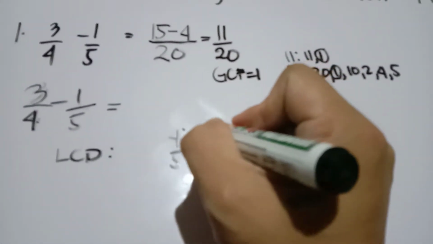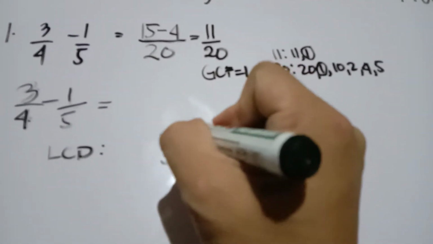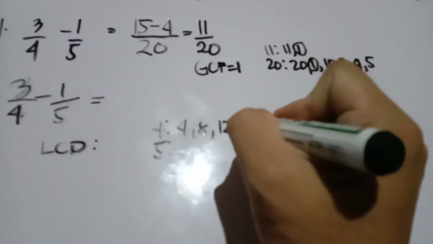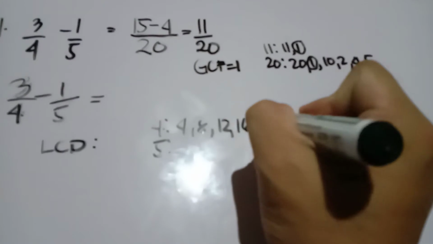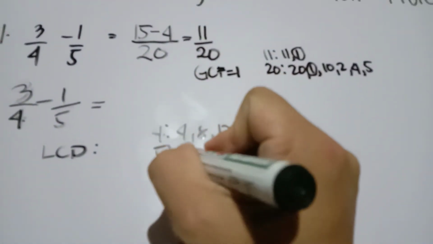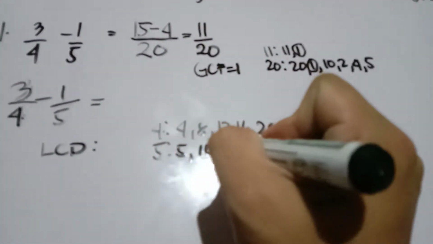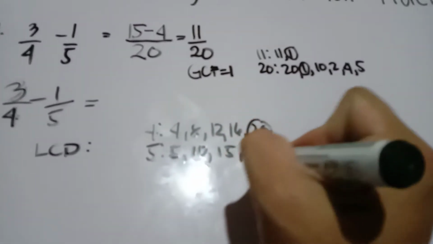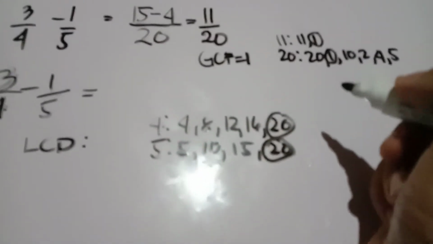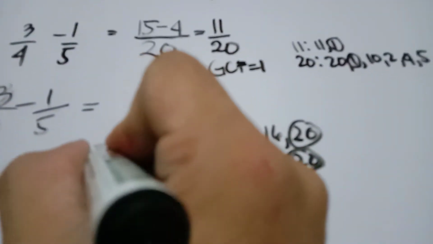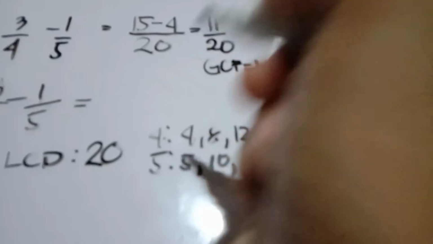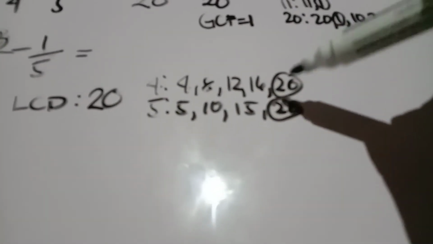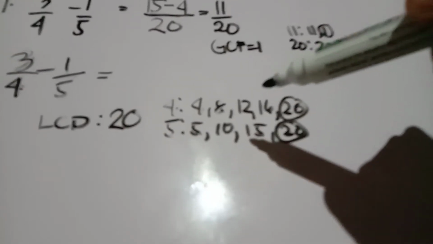So we will list down the multiples of 4. What are the multiples of 4? We have 4, 8, 12, 16, 20. How about 5? We have 5, 10, 15, and 20. And 20 is a common multiple, and that is our LCD. So 20 is the LCD. Again, the first common multiple that will appear will be our LCD.